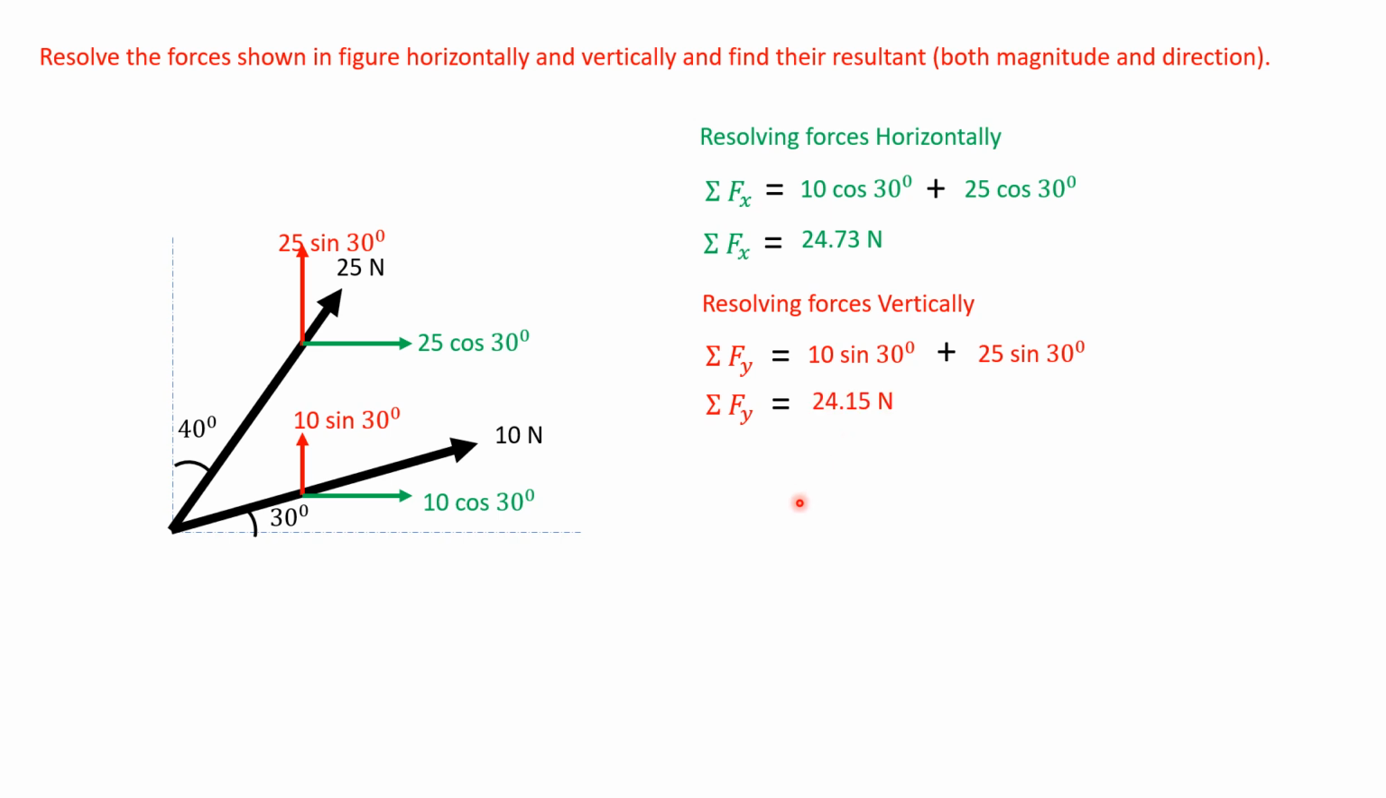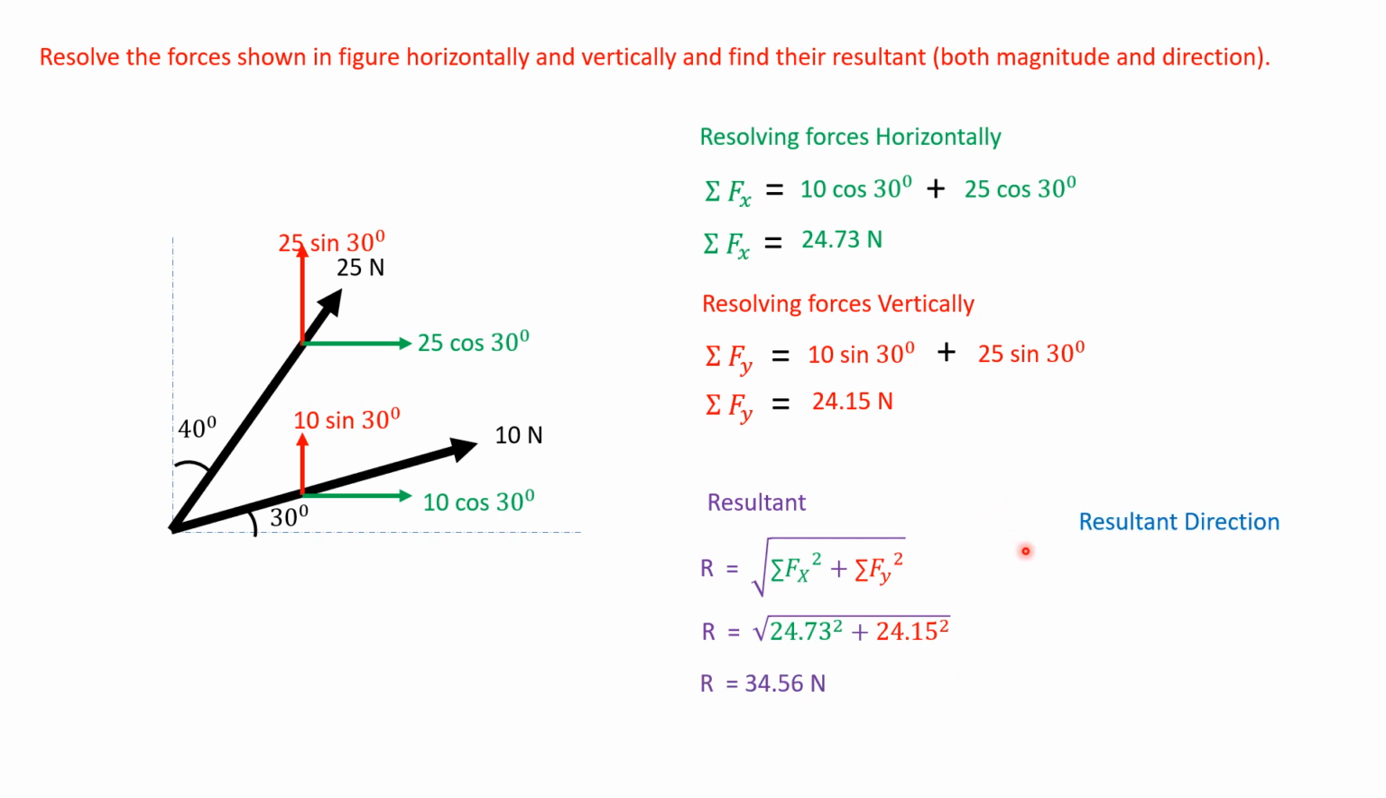Now the resultant is given by R equal to square root of summation Fx squared plus summation Fy squared. Substituting for summation Fx and summation Fy, we get R value as 34.56 newtons, and the direction of the resultant is given by theta equal to tan inverse of summation Fy by summation Fx. Substituting for summation Fy and summation Fx, we get theta as 44.32 degrees.